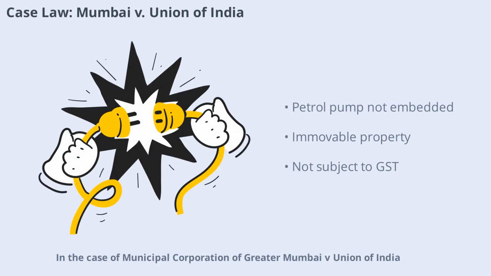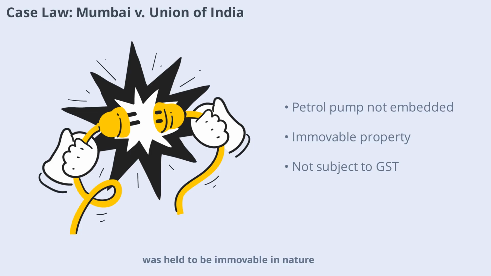Union of India, a petrol pump with a large storage capacity, not embedded in the earth and removable without dismantling, was held to be immovable in nature. This distinction is important for determining GST applicability, as only movable goods are taxed.